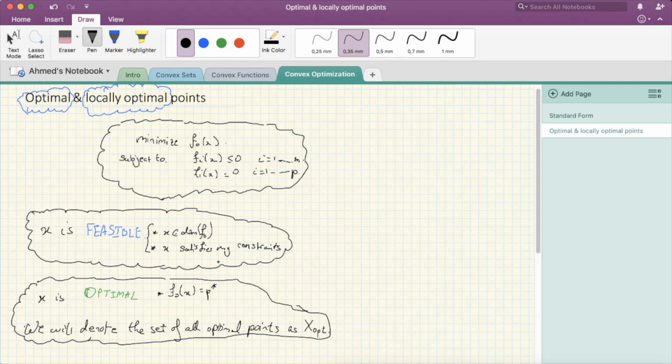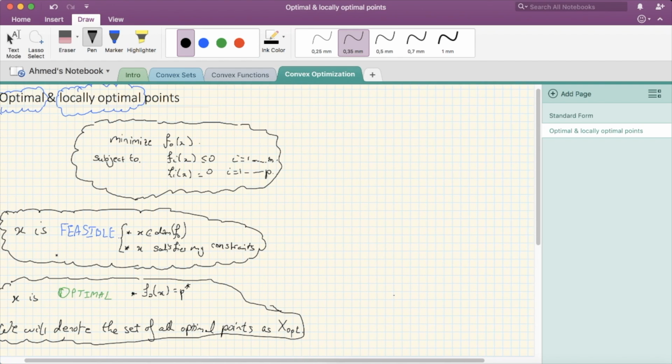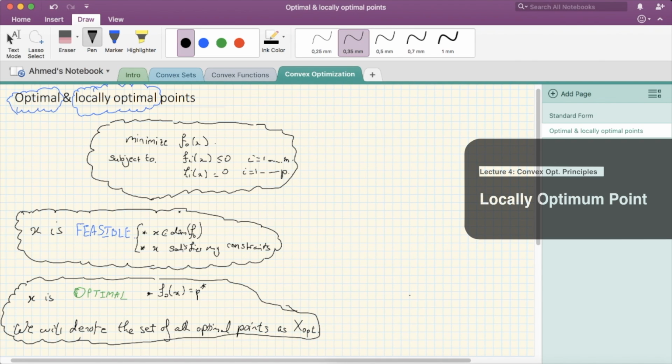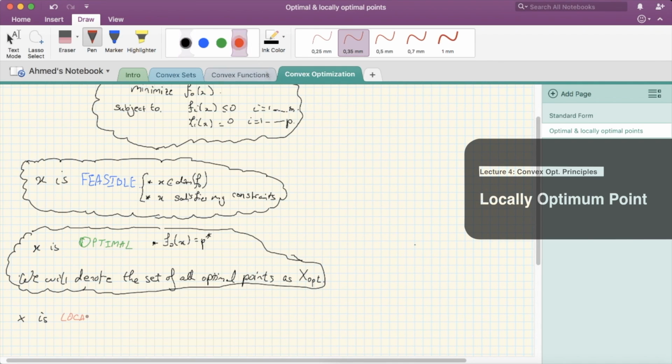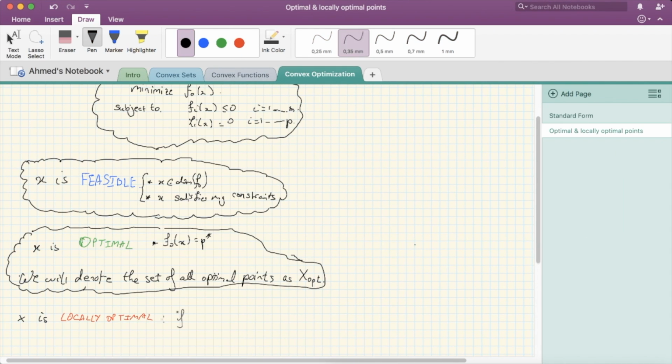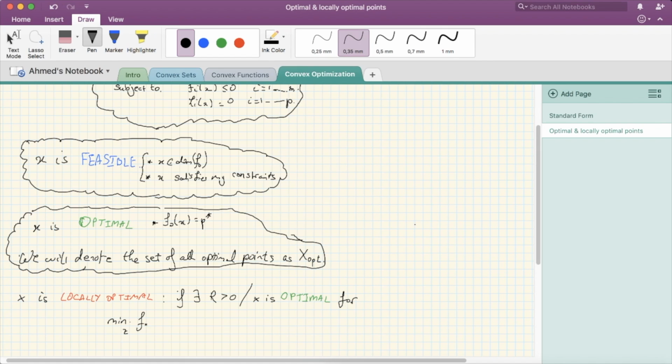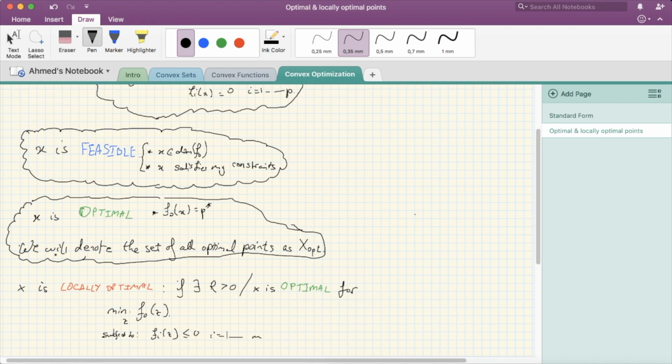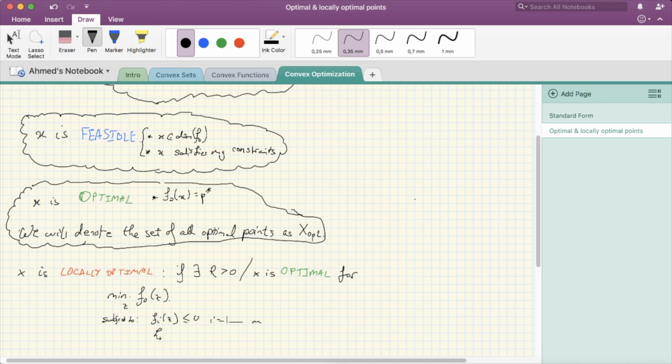And now there is also something called suboptimal points or locally optimal points. So when do we say that x is locally optimal? It is when there exists a radius R such that x is optimal for the following problem. Minimize over z, same cost function, f0 of z, but this time subject to all your inequality constraints and your equality constraints. So right now nothing has been done differently. So this is the problem in standard form.